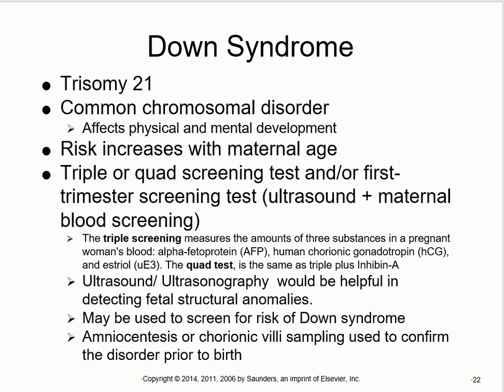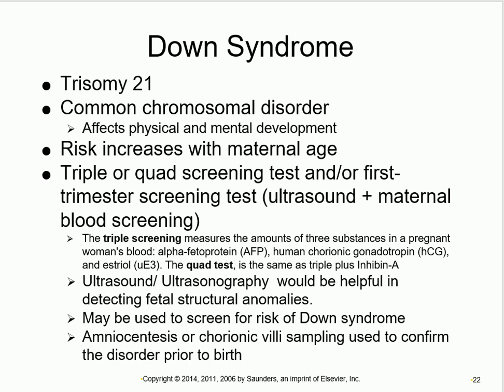What should I do for screening in the first trimester? You're supposed to do ultrasound, also known as ultrasonography, right? Ultrasound and maternal blood screening. If you do that screening, you can tell if she's having an issue or not. The ultrasound is specifically for structural abnormalities. It does not tell me anything about the genes.